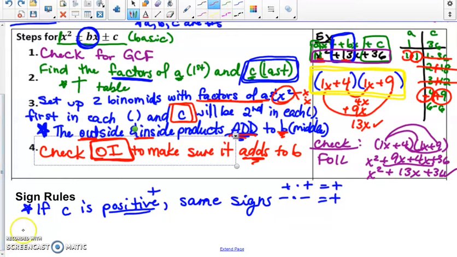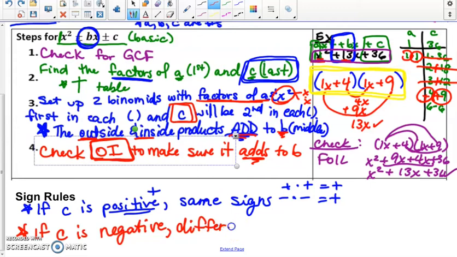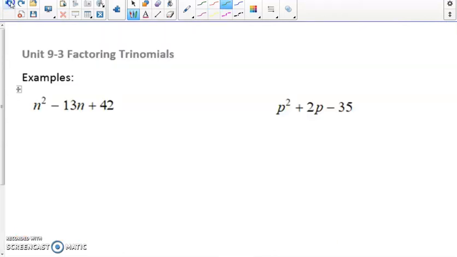By the opposite thing, if C is negative, then we'll have different signs. That means one has to be a positive times the other one has to be a negative in order for you to get a negative. Or vice versa. A negative times a positive gives you a negative. So just a little bit of sign rules there. And now let's see how this all applies to our first example.